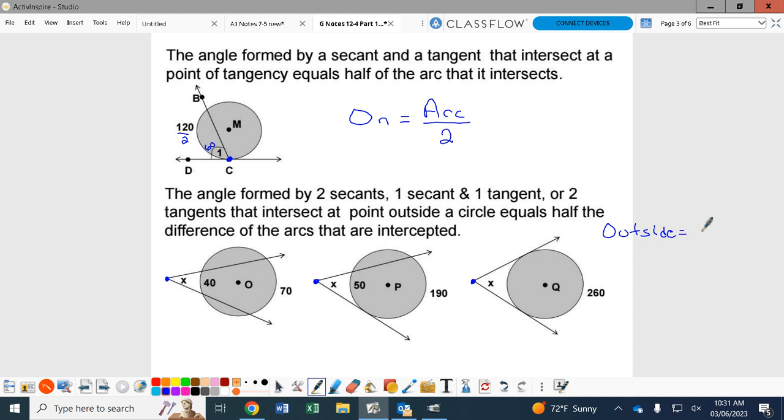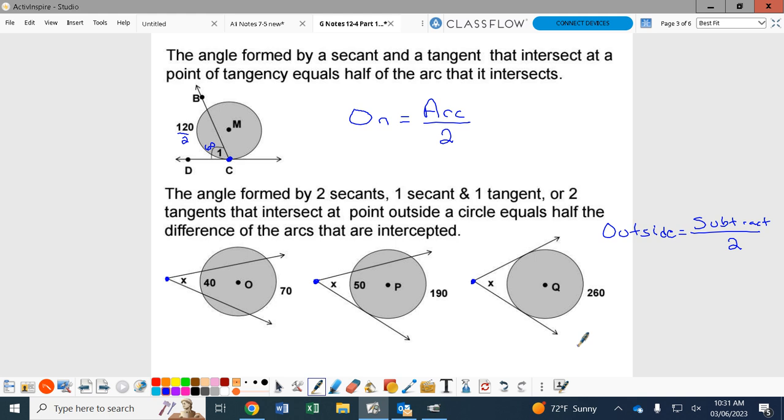When it's outside the circle, you are going to subtract and you are going to divide by 2. Subtract and divide by 2. It doesn't matter if it's 2 secants like the first picture, a secant and a tangent like the second picture, or 2 tangents. The same rule applies to all 3 of these.